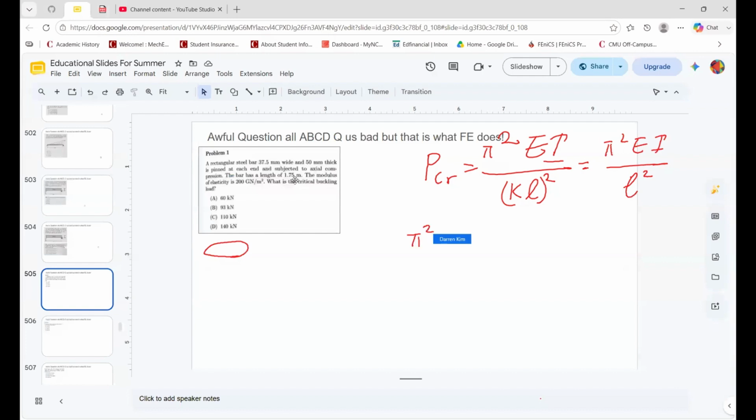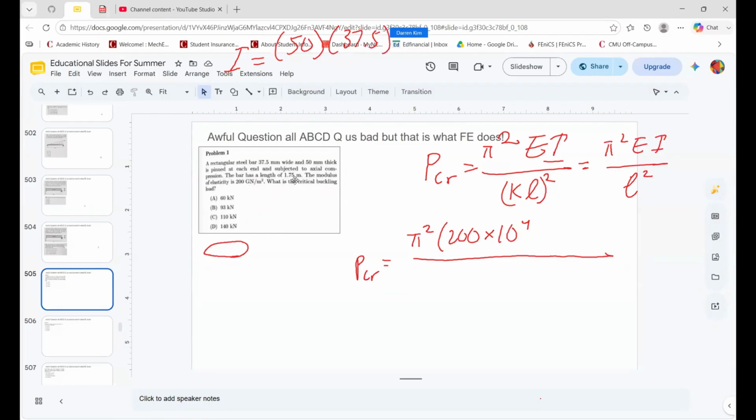So pi squared, parentheses, 200 times 10 to the 9. And then your I, which should be equal to 50 multiplied by 37.5 cubed, divided by 12. So grab your calculator, you know what to do, and start plugging. You might be saying there's something called units that you have to care about, and these are not the right units, and I concur, it's not. Therefore, you have to divide this by 1000 to the power of 4, so multiply whatever you got by 1 divided by 1000 to the power of 4 and that gets you the right answer.